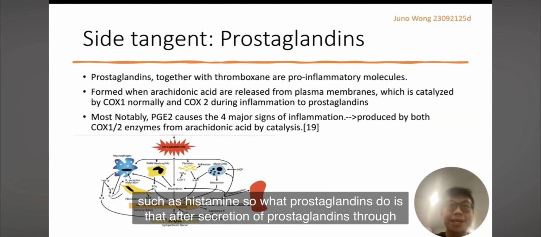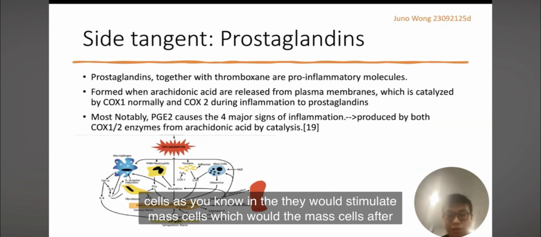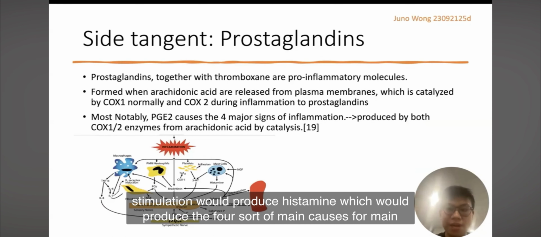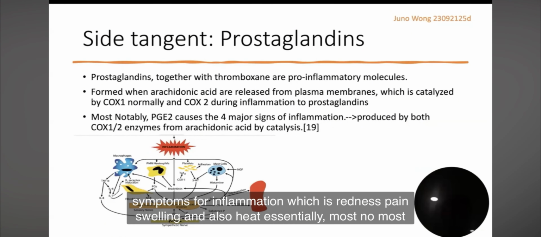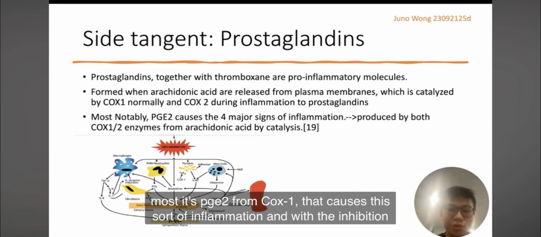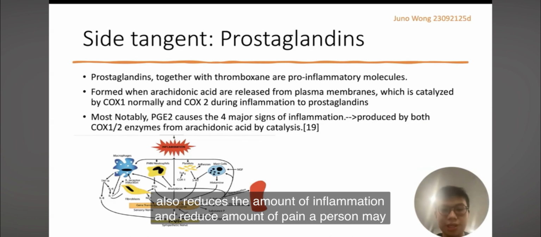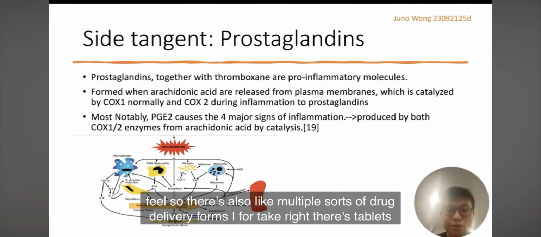So what prostaglandins do is that after secretion of prostaglandin through the catalysis of arachidonic acid, these prostaglandins would stimulate mast cells, as you have shown in the picture of it. The mast cells after stimulation would produce histamine, which would produce the four main symptoms of inflammation, which are redness, pain, swelling, and also heat, essentially. Most notably, it's PGE2 from COX-1 that causes this sort of inflammation. And with the inhibition of COX-1, it inhibits the overall catalysis of arachidonic acid, right? But it also reduces the amount of inflammation and reduces the amount of pain a person may feel.